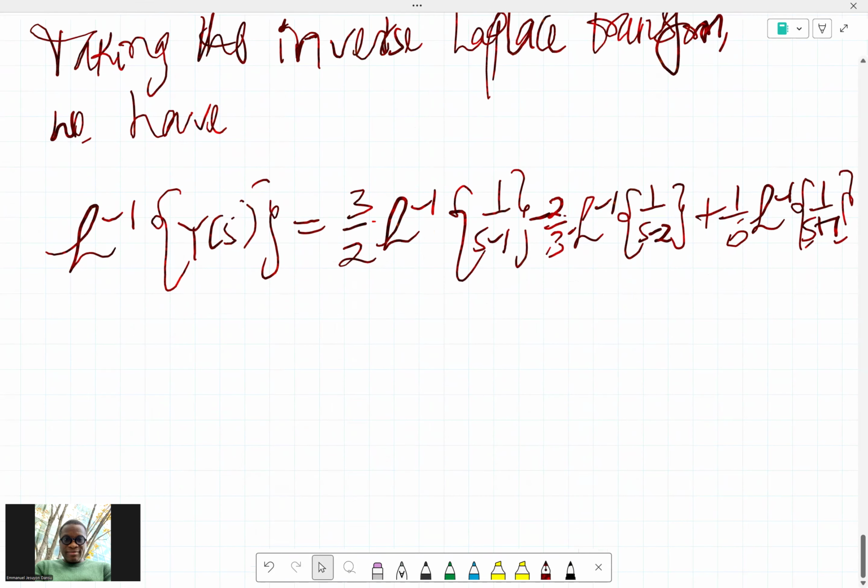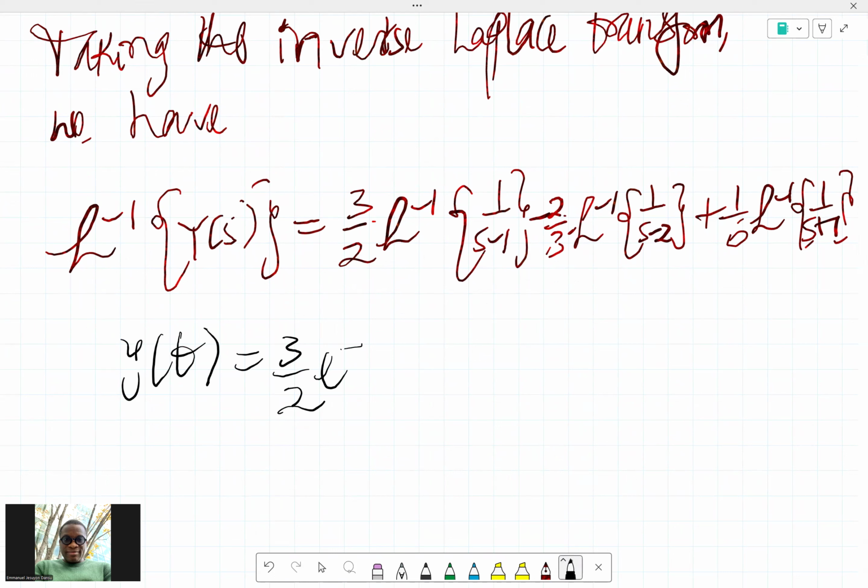So if we do all that, we just know that this left-hand side is y of t, and that is equal to 3 over 2. For s minus 1, we simply have e raised power t. If it was minus a, it would be plus up here.